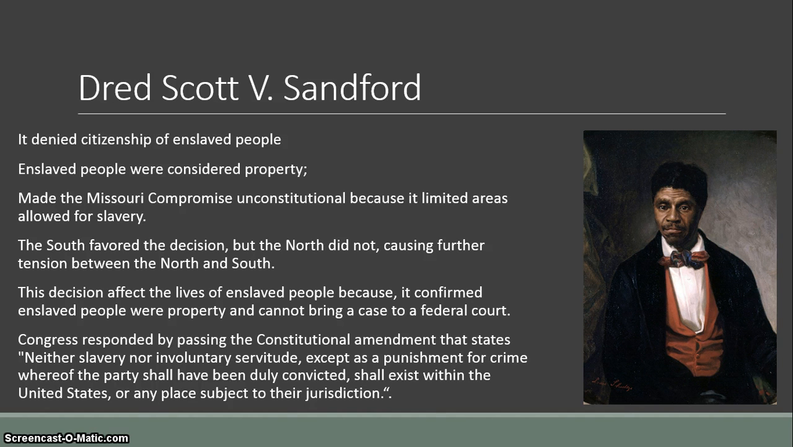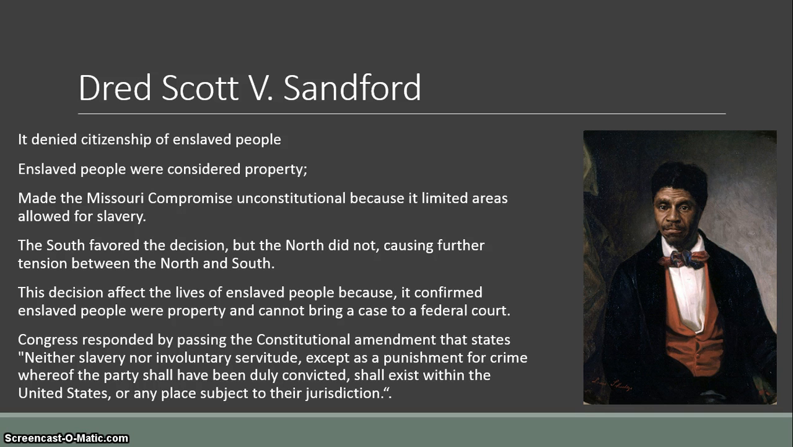So what happened was the South really favored this decision. Think about it. The South got the largest court in the land. They backed them up. The South was like, yeah, someone finally believes in us. The federal government's doing something right. They believe our decision because we're right.